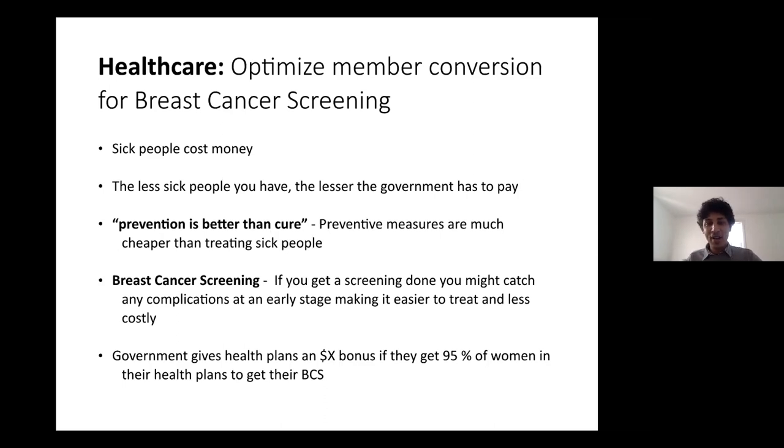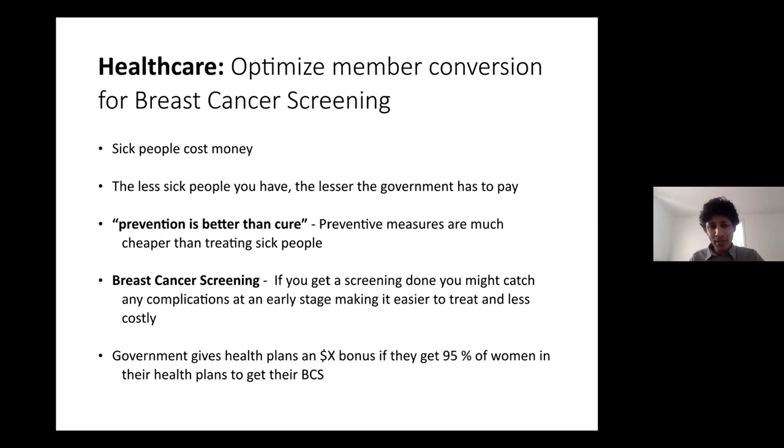So we come to this famous quote, prevention is better than cure. Preventive measures are much cheaper than actually treating a sick person when that person goes to hospital. So the government is pushed to make sure that people take these preventive measures and do not get sick. It's a win-win situation. Let's take breast cancer screening, for example. If someone goes and gets a screening done, they might detect any complications at an early stage, and it might be much easier to treat than waiting for the last minute and then going to hospital and finding a complicated situation where you have to enter hospital, have operations, et cetera.